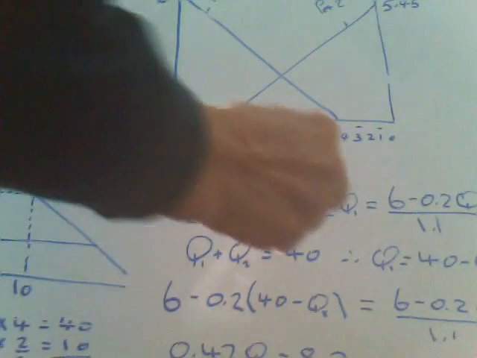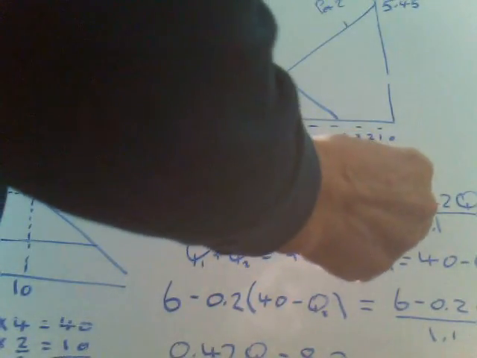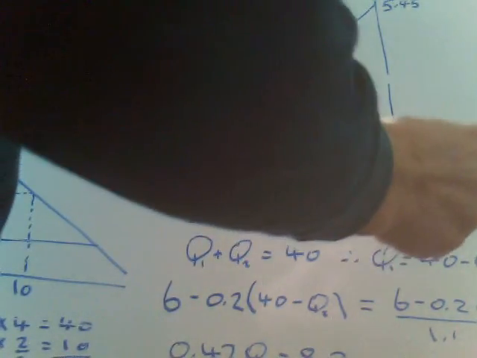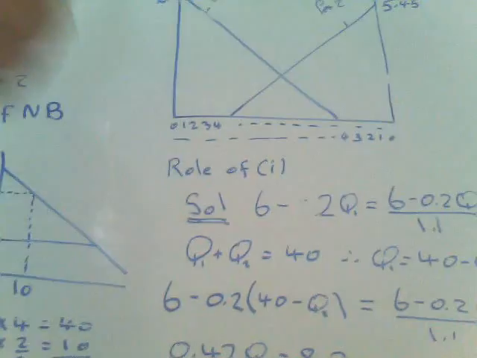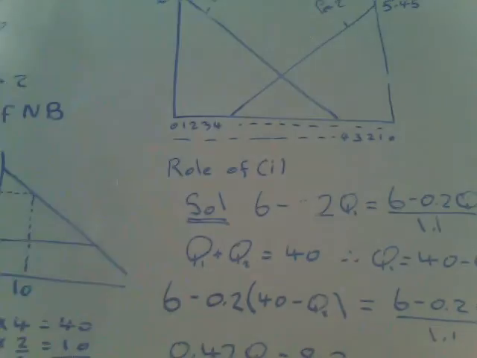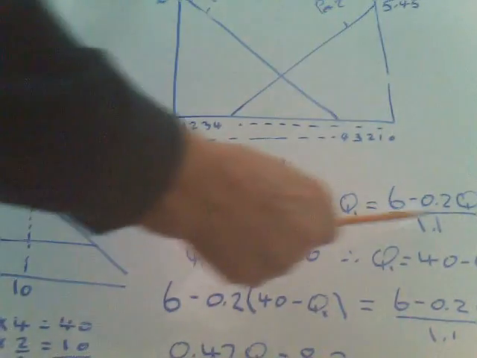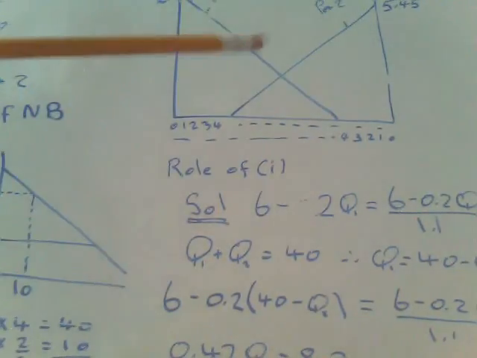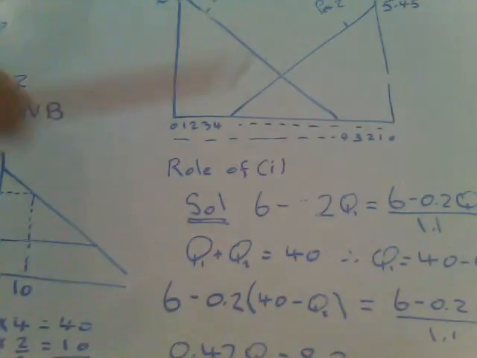So it is 6 minus 0.2 q sub 1 is equal to 6 minus 0.2 q sub 2, all of this discounted by 1.1, if the interest rate is 10%. If the interest rate was 5%, it would be 1.05. If the interest rate was 20%, it would be 1.2. Now, can you solve this one equation?